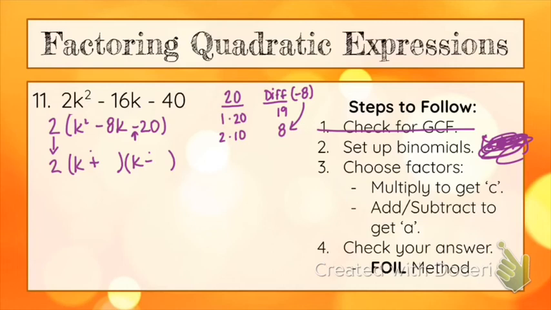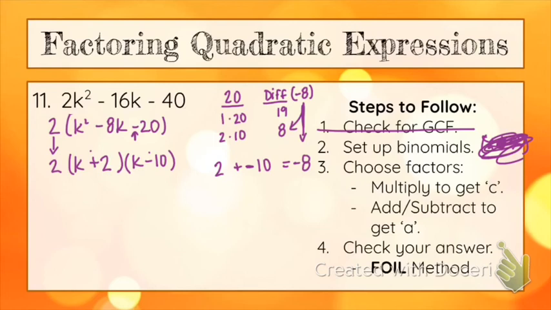So if we need to add 2 and 10 together to get negative 8, which of those numbers has to be the negative one to make negative 8? The answer is 10. 10 has to be the negative number. So 10 goes with our negative sign up here, and 2 goes with our positive.